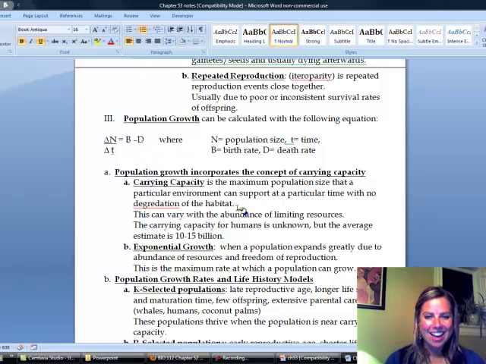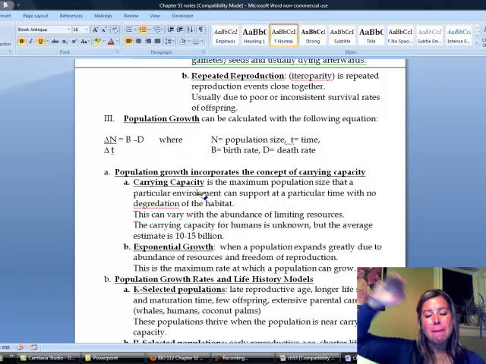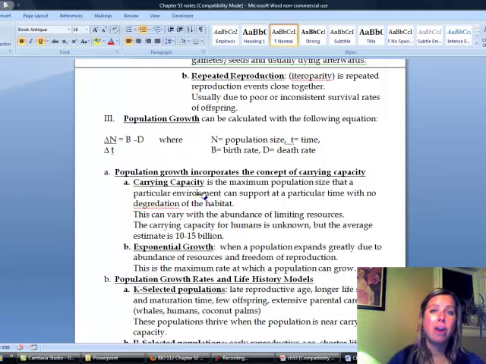Now, with that being said, there is something that a population will reach that's called the carrying capacity. And the carrying capacity is going to be that maximum amount that the population can get to before it starts having a die-off due to lack of resources or degradation of the environment or something like that.